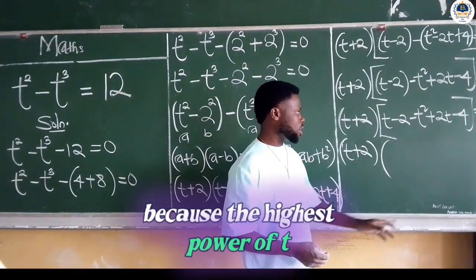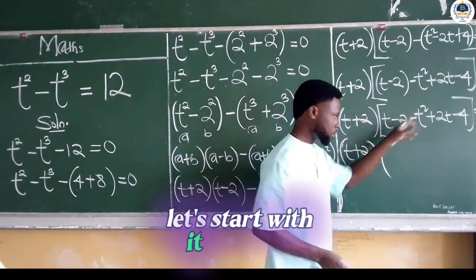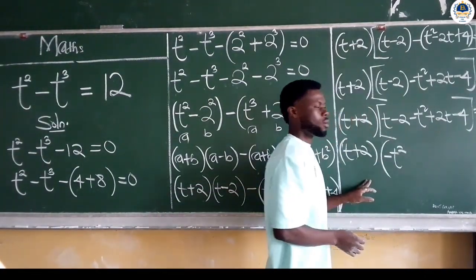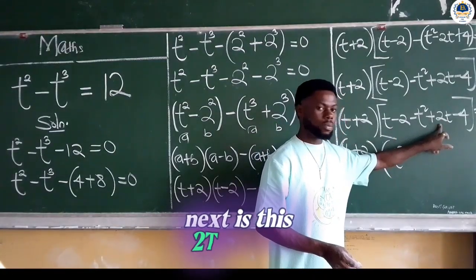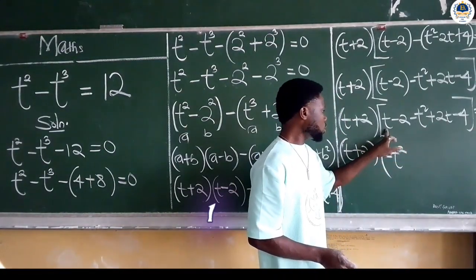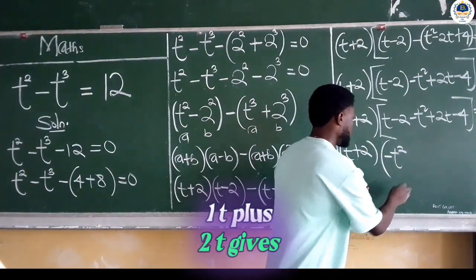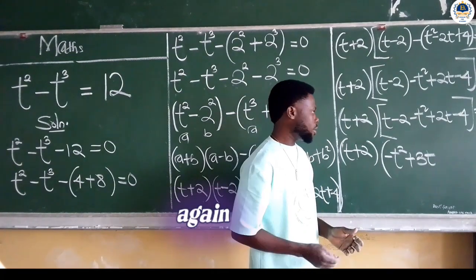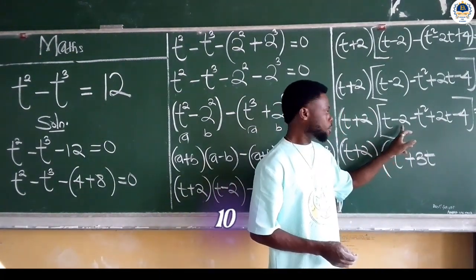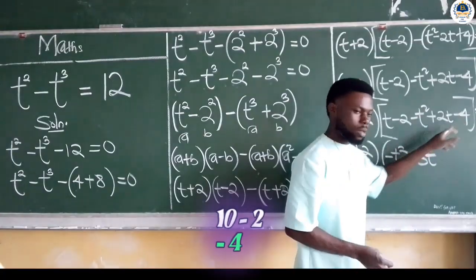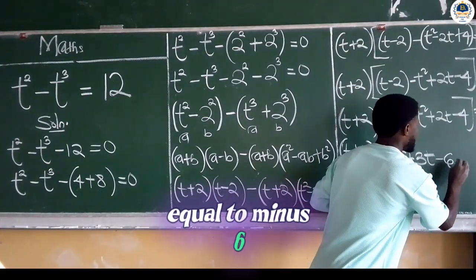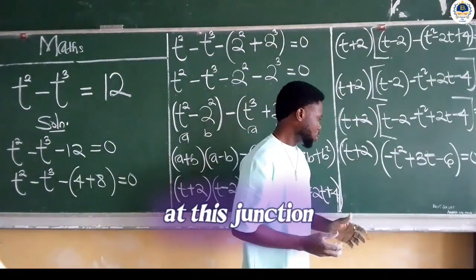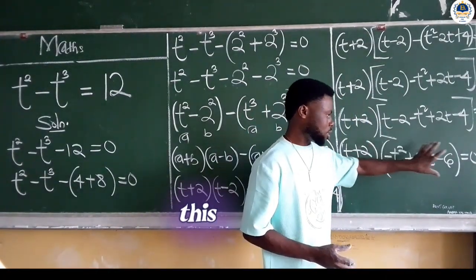Because the highest power of t is 2, let's start with it. So minus t squared. Next is this 2t and t. 1t plus 2t gives plus 3t. Again, we are left with the constant term. Minus 2 minus 4 is equal to minus 6. This is equal to 0. At this juncture, we have this equal to 0.